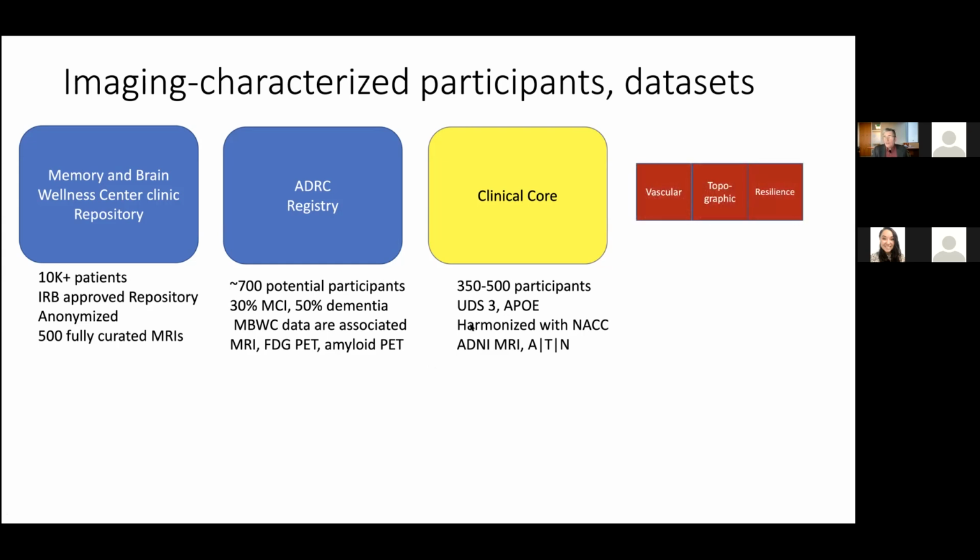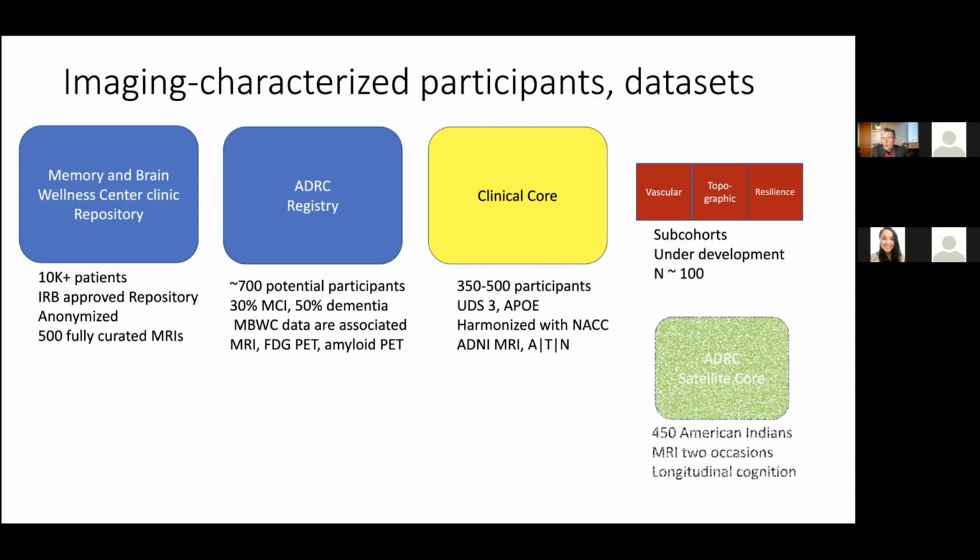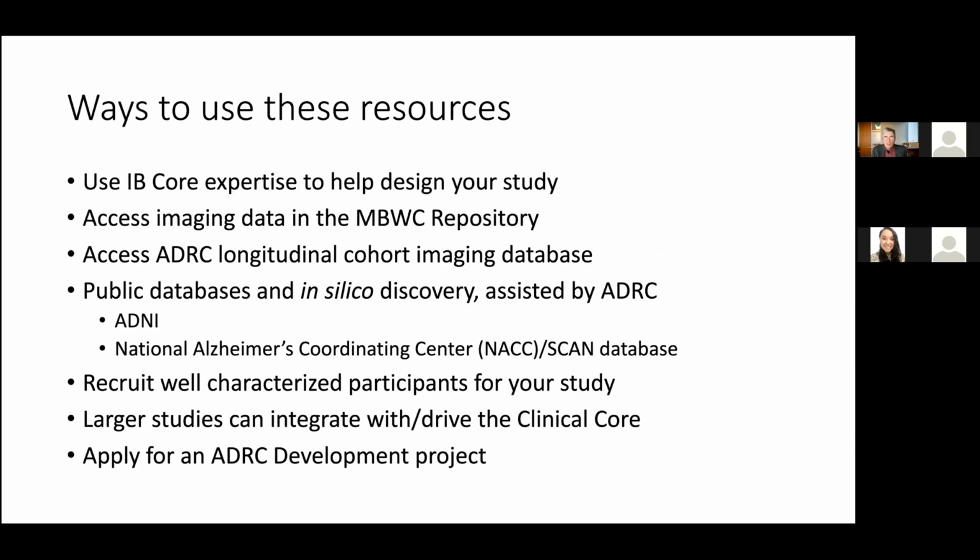And then we have these smaller subcohorts that we're developing: the topographic cohort that I mentioned, the resilience cohort, and a cohort that would be focused on vascular imaging. And then finally, the satellite American Indian Core has, independently of everything I've just talked about, its own project with about 450 American Indians that have had a lot of cognitive characterization and MRI imaging on 2 occasions. There are a lot of resources out there that we're making available to the local scientific community.